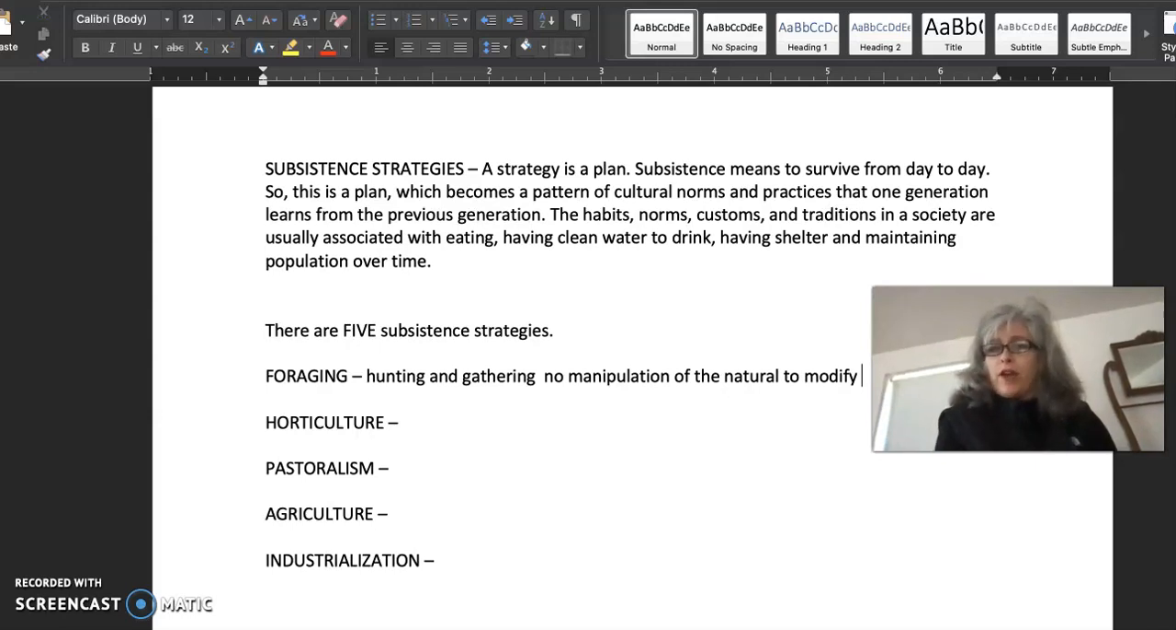Foraging was very conservative minded. They didn't manipulate the environment. They didn't cause overtaxation to the natural world. And it was the original subsistence strategy that all of us survived by. And so for the majority of stage 1, foraging was it.